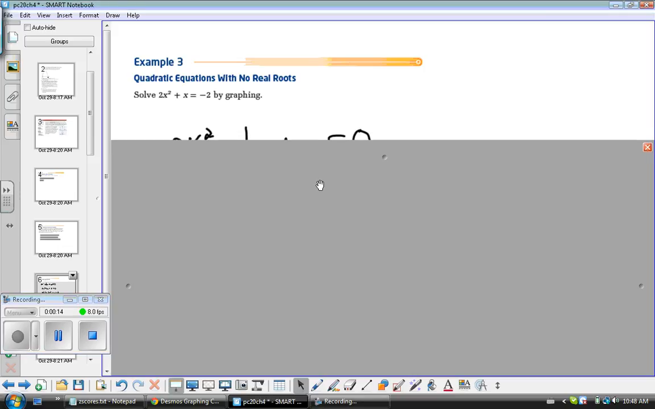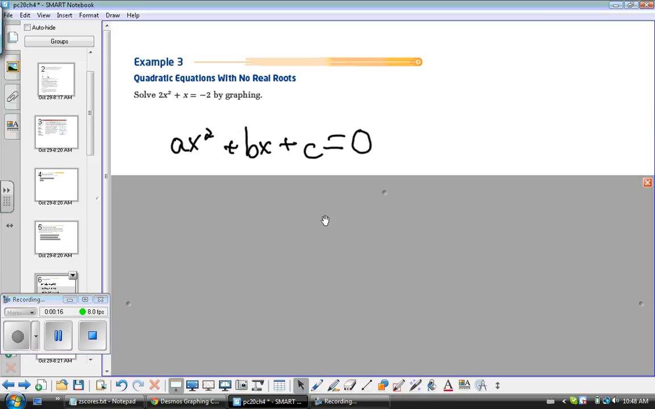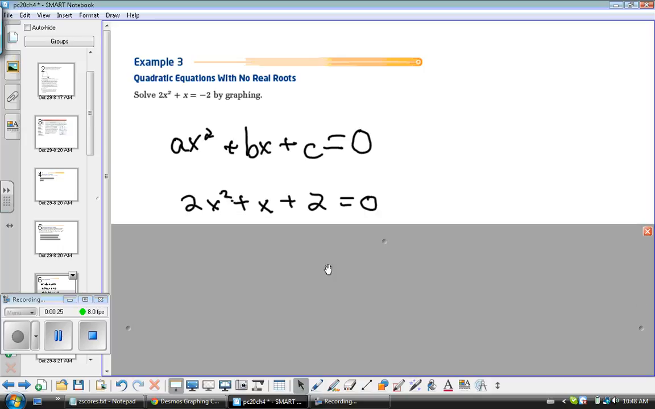And so to be a quadratic equation, we would want it in that standard form, ax squared plus bx plus c equals 0. We can easily do that just by adding 2 to both sides, and then we end up with the 0 on the one side. We have a positive 2 on the left, along with the x squared and the x term. And so that's a quadratic equation that we can find the solution to.